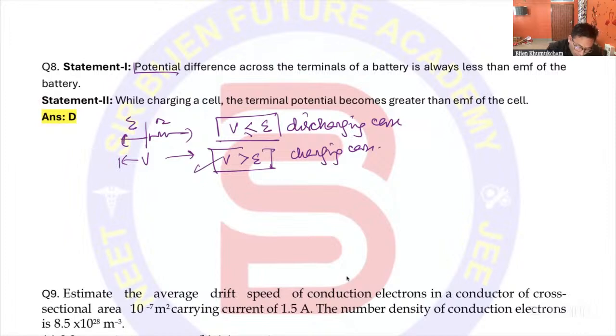So "always" is wrong. It is less than the EMF of the cell while it is discharging, while the cell is used. But during the charging process, the terminal voltage becomes greater than the EMF of the cell. Good. So the first statement is wrong, the second statement is correct. So the option is D.